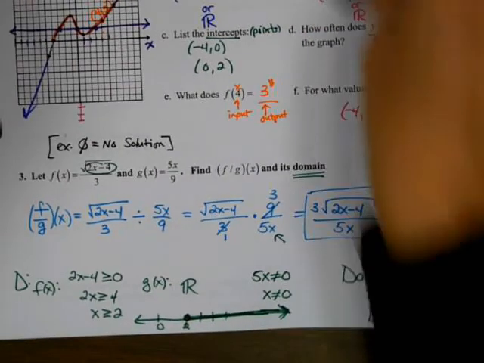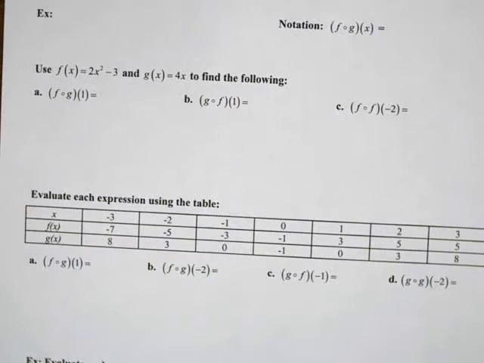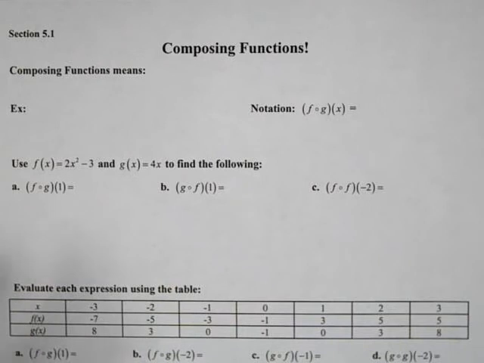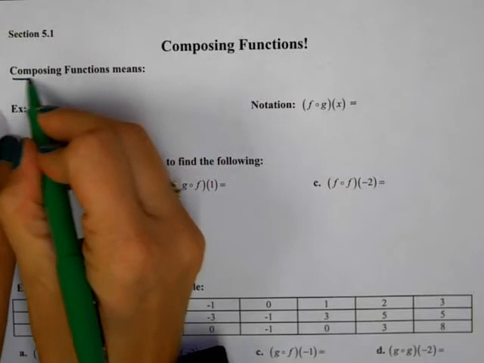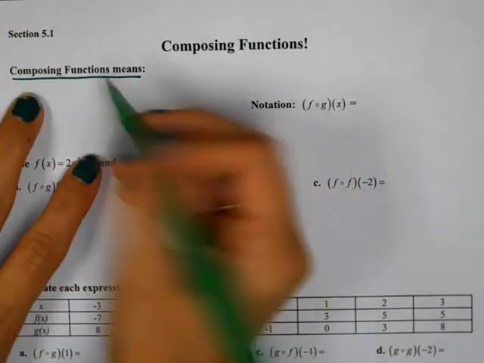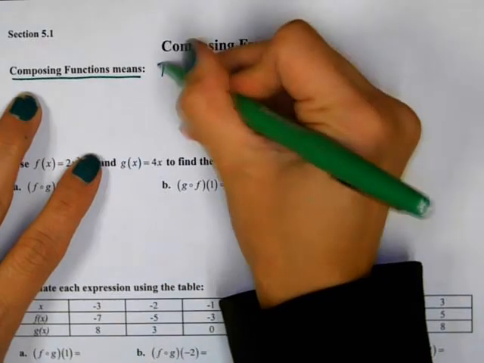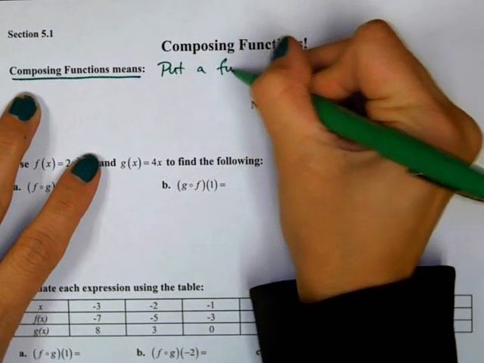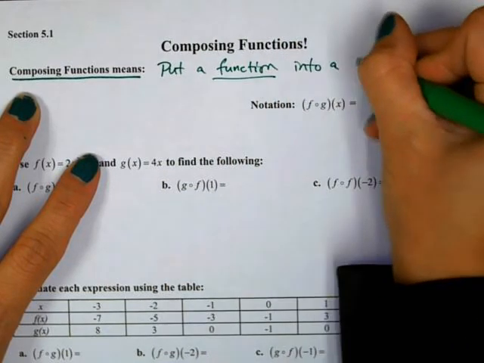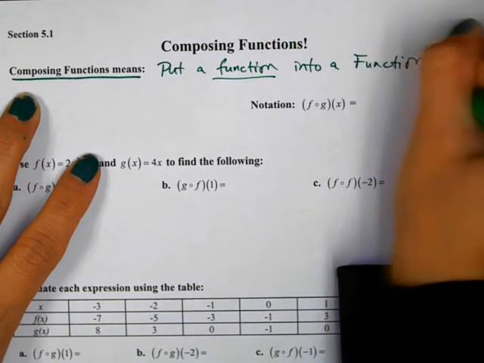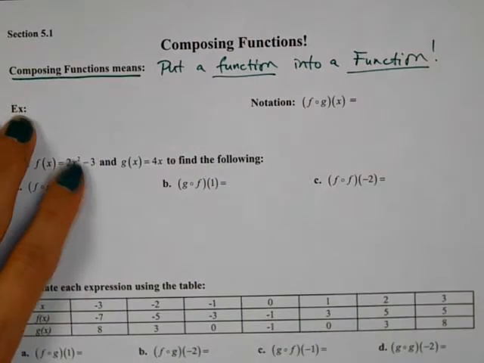Let's keep going with just a little bit more to get you ready for the next part of this chapter. Now we're going to talk about composing functions. People that compose in English class put a bunch of sentences together, and people compose musical notes. They make a composition. Lots of different classes do composing. But to compose a function means that you're going to put a function into another function. What? We're going to put two functions together.